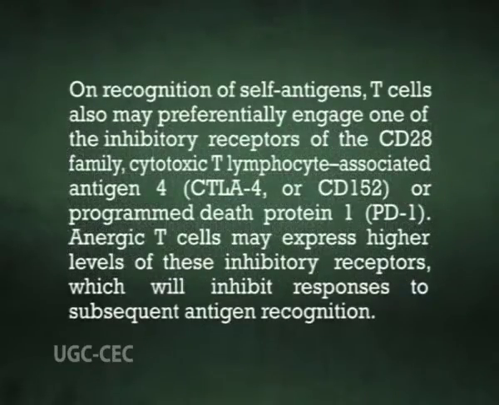On recognition of self-antigens, T cells also may preferentially engage one of the inhibitory receptors of the CD28 family, cytotoxic T lymphocyte-associated antigen 4, CTLA4 or CD152, or programmed death protein 1, PD1. Anergic T cells may express higher levels of these inhibitory receptors, which will inhibit responses to subsequent antigen recognition.